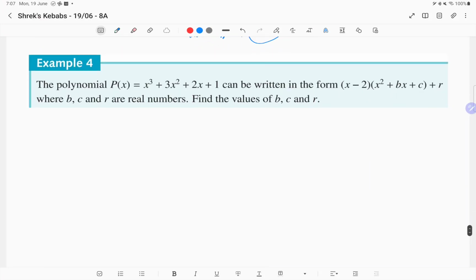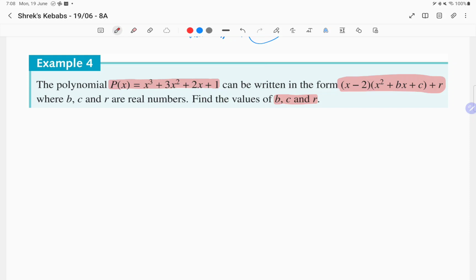Okay, now this question is a little bit different. So I'll highlight the key information here. This polynomial can be written in this form here, where b, c, r are real numbers. So they're just some numbers, and you've got to find what b, c, and r are.